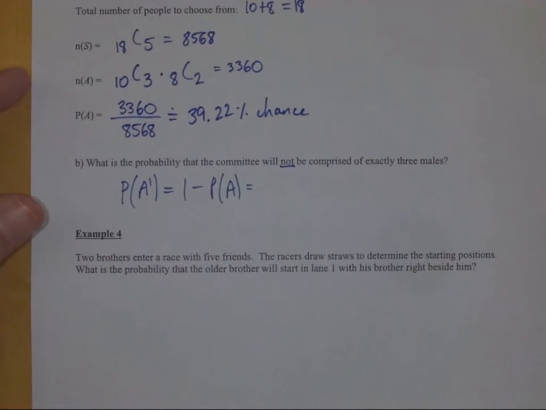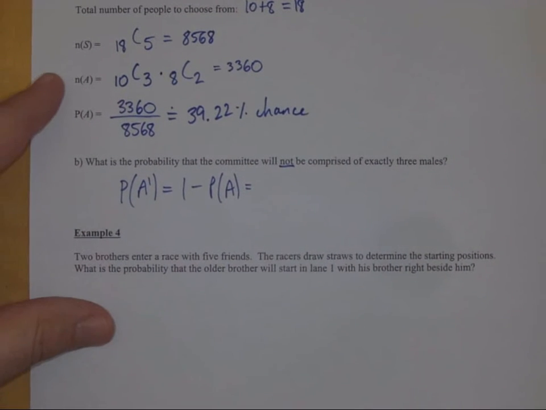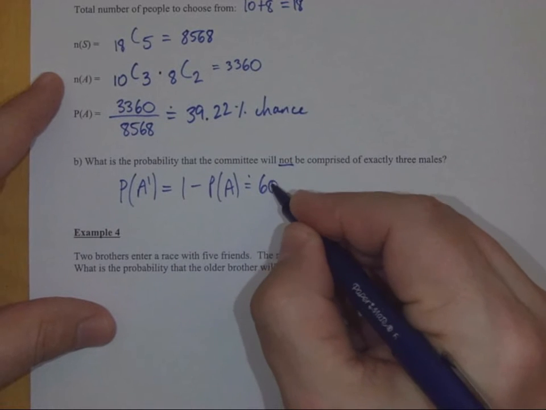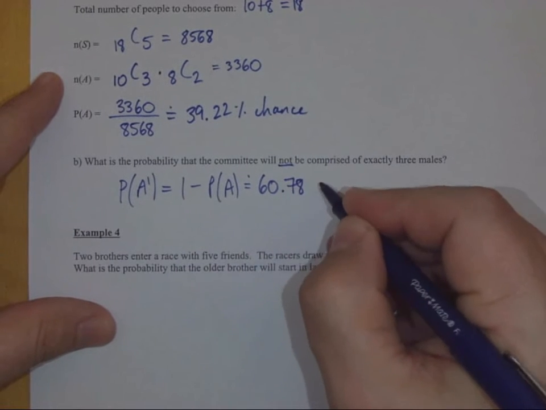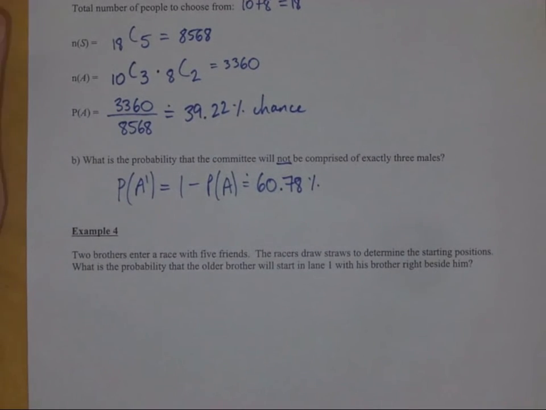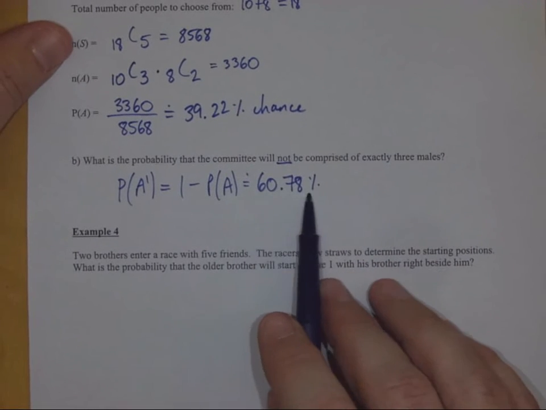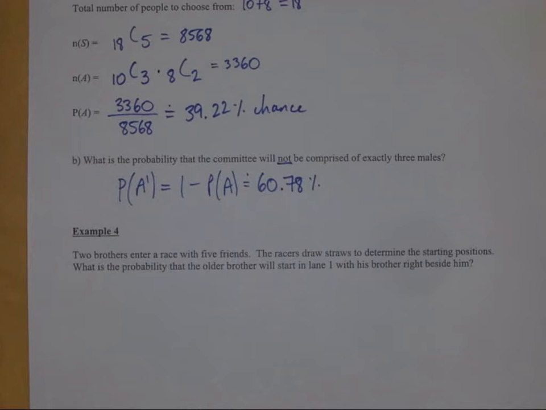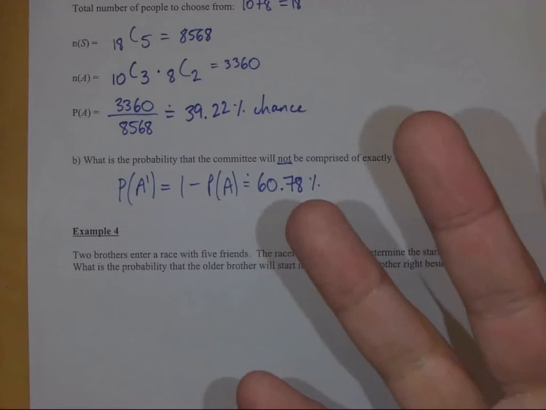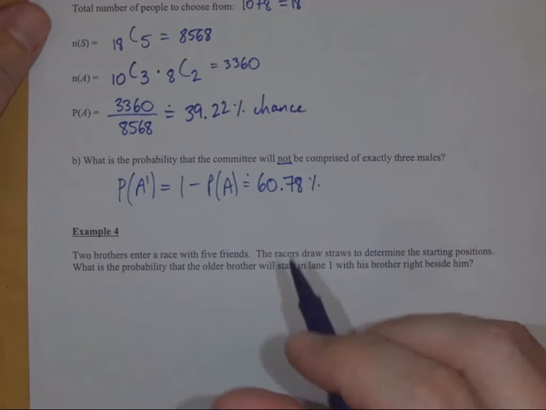And 1 minus that answer gives me about 60.78% chance that it will not be comprised of exactly 3 males. Don't forget, this could include all the cases where there are 0 males, 1 male, 2 males, 4 males, or maybe all 5 males. That's why it's so high.